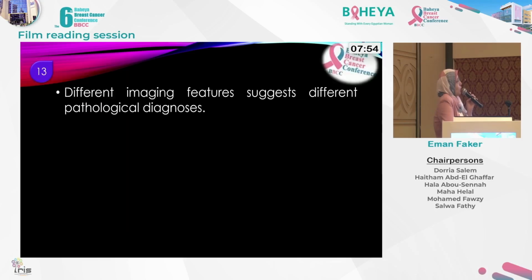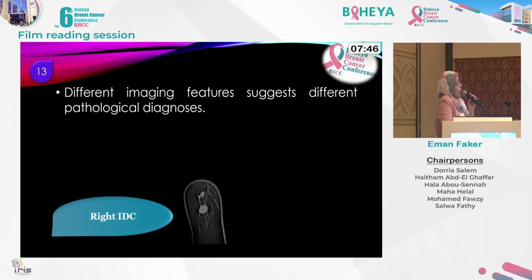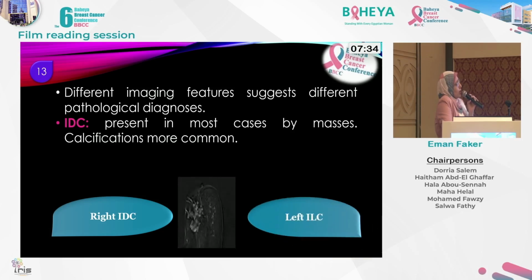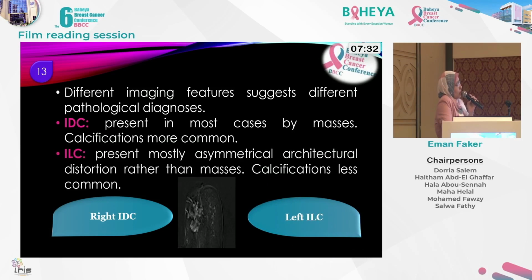So I have two different imaging features, and the different imaging features suggest different pathological diagnoses. The mass lesions turned out to be right invasive duct carcinoma, which is most common, and calcification is also more common in those cases. And the left turned out to be lobular carcinoma, pathologically also, and it presents as asymmetrical architecture distortion rather than masses, and calcification is less common.